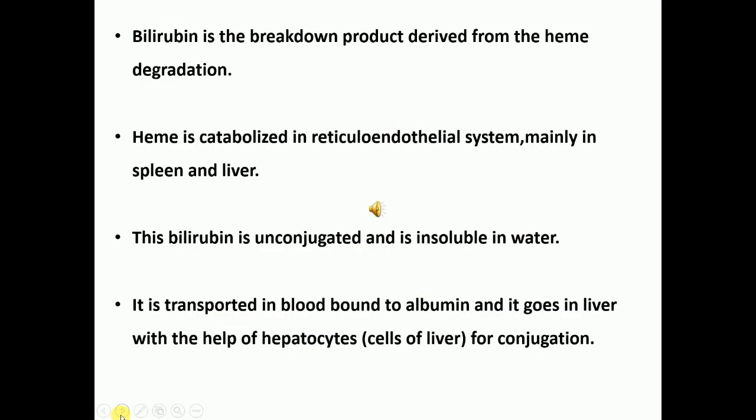We have already discussed bilirubin metabolism, so now we are just revising it. Bilirubin is a breakdown product derived from heme degradation. Heme is catabolized in the reticuloendothelial system, mainly in the spleen and liver. This bilirubin is unconjugated and is insoluble in water. It is transported in blood, bound to albumin, and it goes to the liver with the help of hepatocytes. Hepatocytes are the cells of the liver, and they go for conjugation.